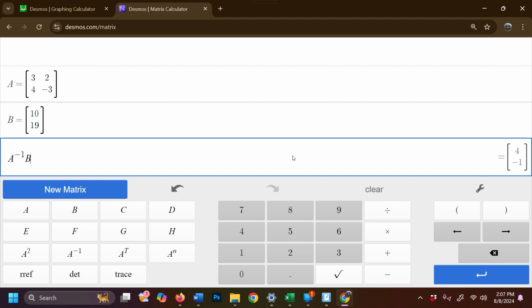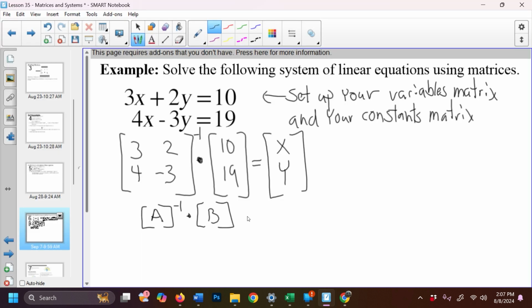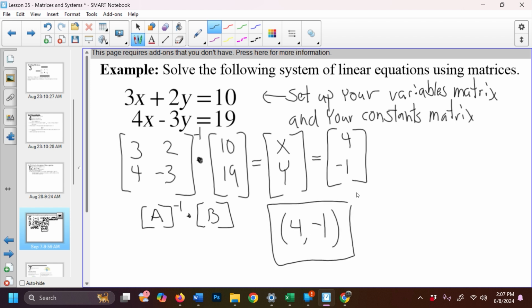And we see the result is going to be 4, -1. This result would be 4, -1. And we will enter our final solution as 4, -1 as an ordered pair. Put brackets around that. And we're finished.